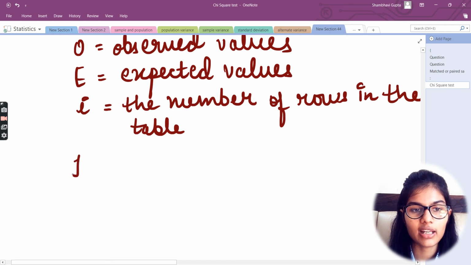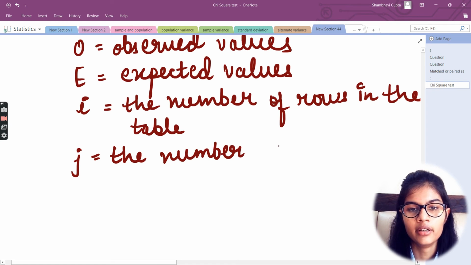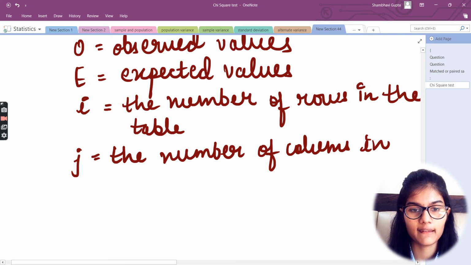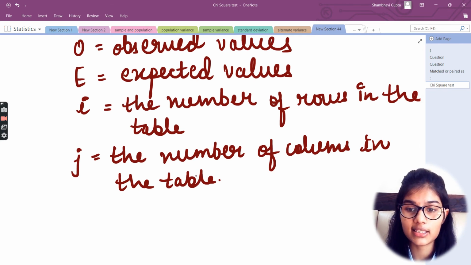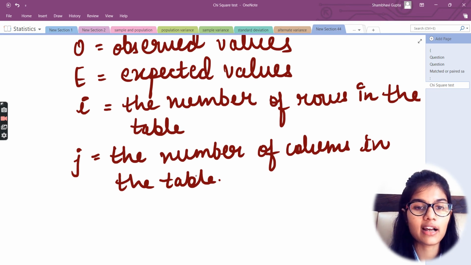And what about j? j is the number of columns in the table. So basically O is the observed values, E is the expected values, i refers to the number of rows in that table, and j refers to the number of columns in that table.